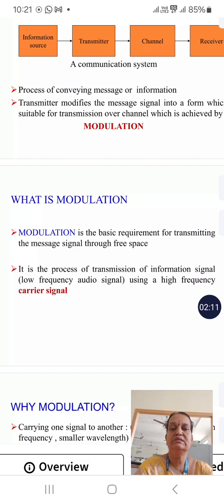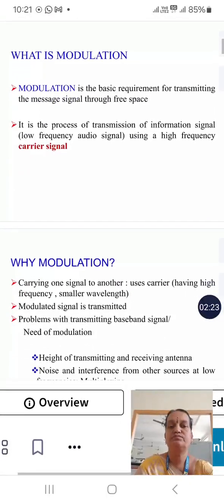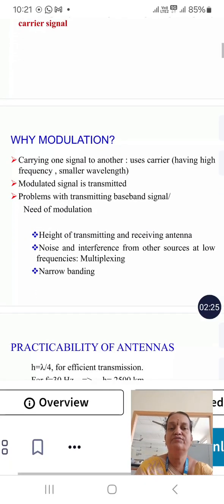Modulation is a basic requirement for transferring the message signal through free space. It is the process of transmitting an information signal, a low frequency audio signal, using a high frequency carrier. If modulation is not done, then what happens? The carrier has a high frequency and smaller wavelength, and the modulated signal is transmitted.